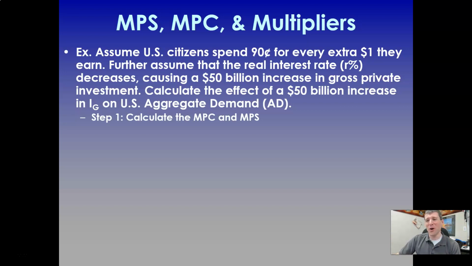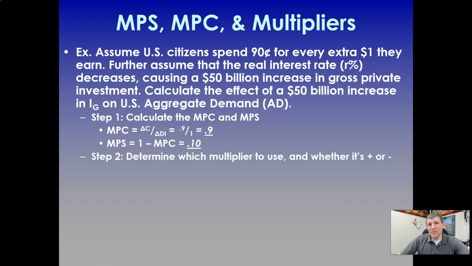So step 1, you want to calculate the MPC and the MPS. Now the MPC in this case is going to be 0.9. How do we know this? Because the question says for every extra $1 that people earn, they spend 90 cents of it. So that's 90 cents out of every dollar, 0.9, which also means the MPS is therefore 0.1.